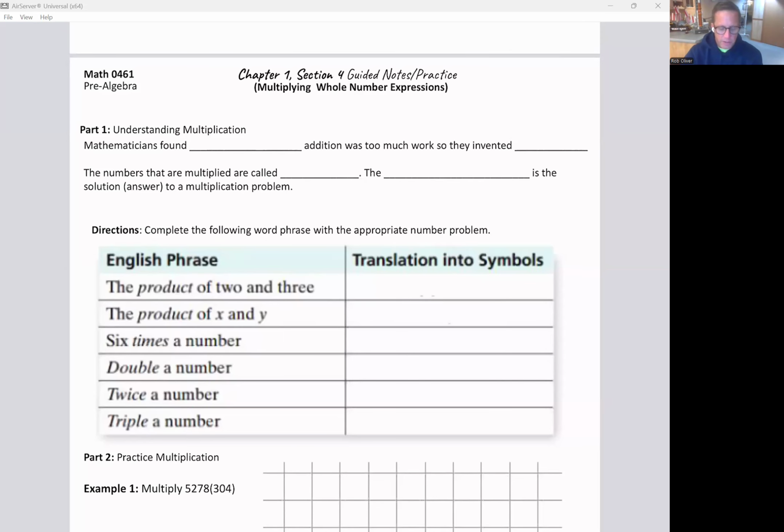All right, let's go ahead and start chapter 1, section 4. This is a section that covers multiplying whole numbers and the expressions that are involved here. So for part 1, let's go ahead and start this.